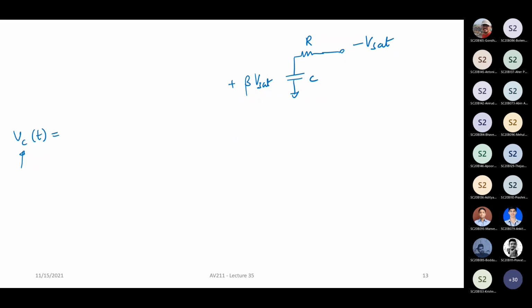Have you studied a little easier way of doing it? You anyway have some kind of A e power minus T by RC plus some constant. Then you find out what happens at T equal to infinity, and what happens at T equal to 0. So at T equal to infinity, what happens?